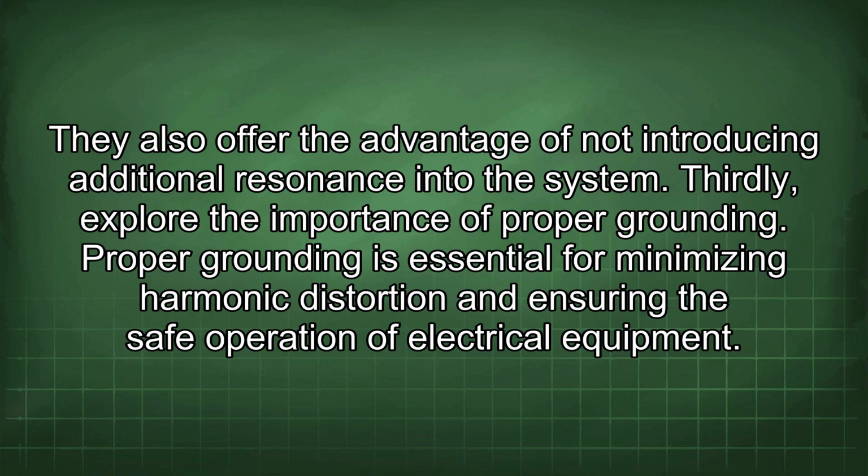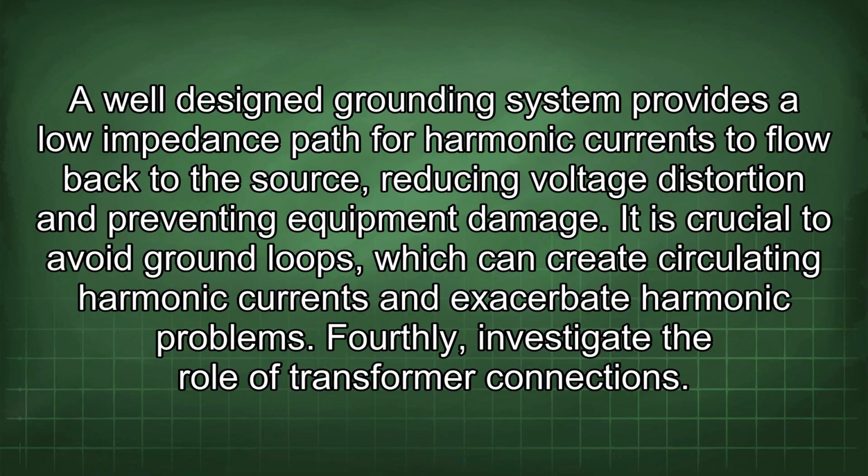Proper grounding is essential for minimizing harmonic distortion and ensuring the safe operation of electrical equipment. A well-designed grounding system provides a low impedance path for harmonic currents to flow back to the source, reducing voltage distortion and preventing equipment damage. It is crucial to avoid ground loops, which can create circulating harmonic currents and exacerbate harmonic problems. Fourthly, investigate the role of transformer connections.